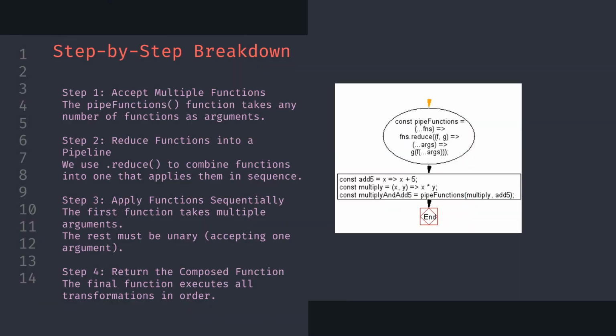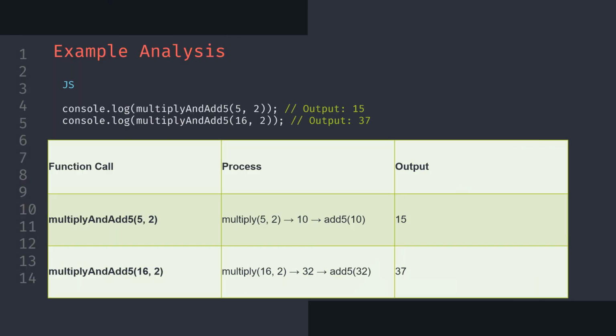This ensures that each function processes data in order, making transformations predictable and readable. This breakdown clarifies how each function processes and passes data to the next, ensuring consistent output.